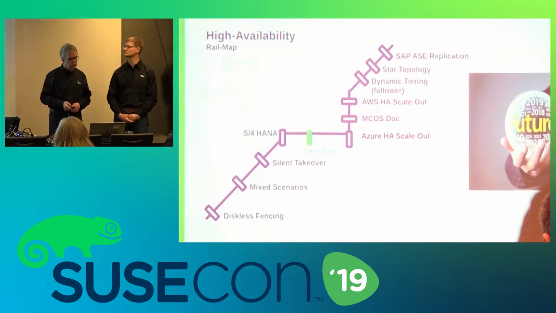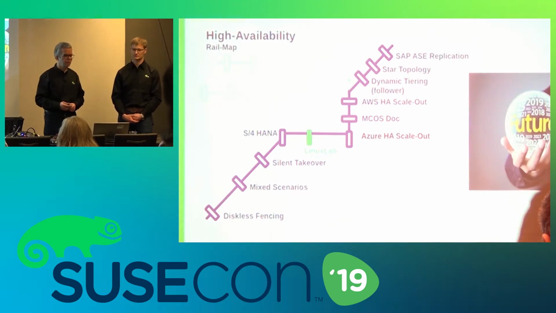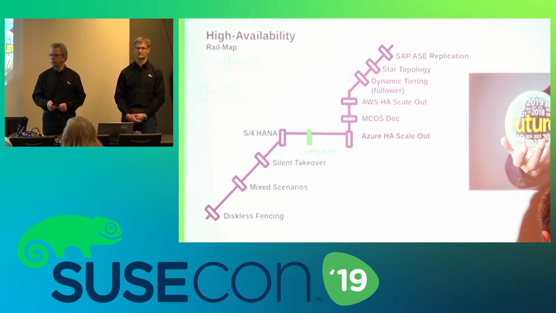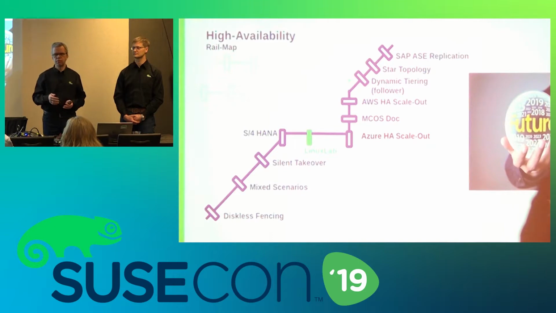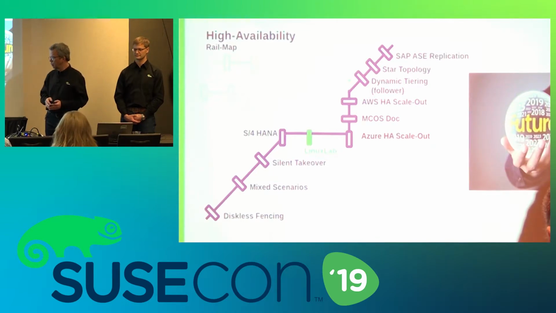Exactly. So our not road but rail map for the future, what we are thinking about, it's not really an order of what we want to do, but we think about doing something about diskless fencing. If you know pacemaker in more detail, you know maybe about the fencing mechanisms, but it's not good to have a shared disk in cloud environments. So we are exploring the diskless fencing, which is available right now.